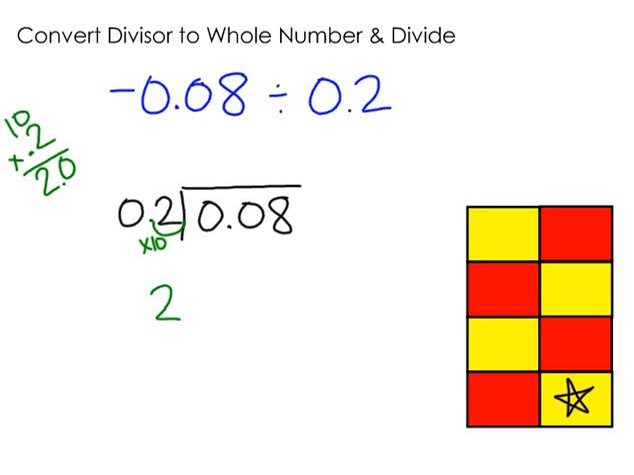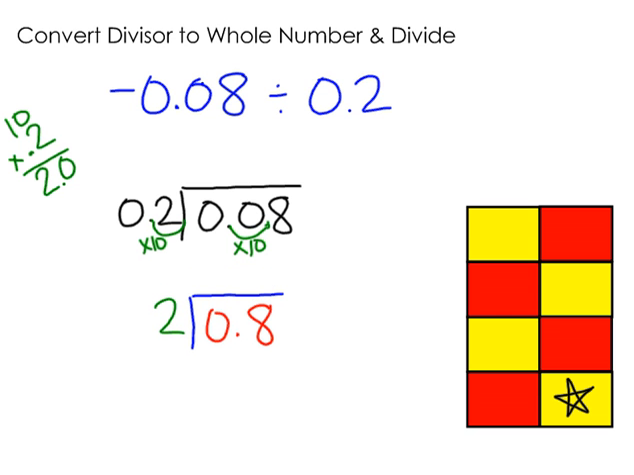If you multiply by 10 there, you also have to multiply by 10 to the other number. So you're going to move both decimal points over. So our new division problem, we're dividing by 2, and the number on the inside is just going to be 0.8 because we moved it over. So 0.8 divided by 2 is what we'll divide to get our answer.